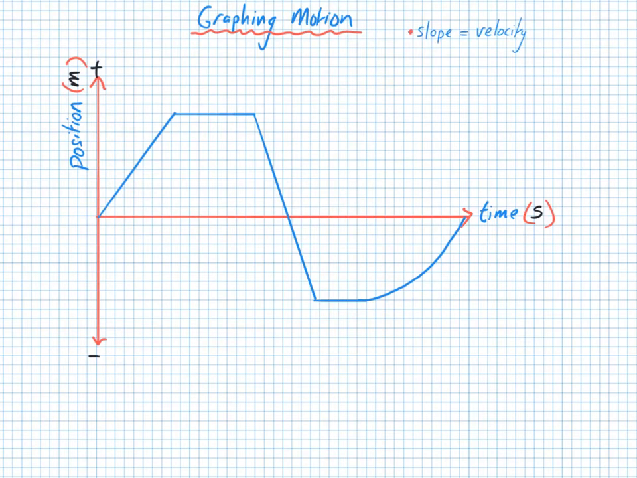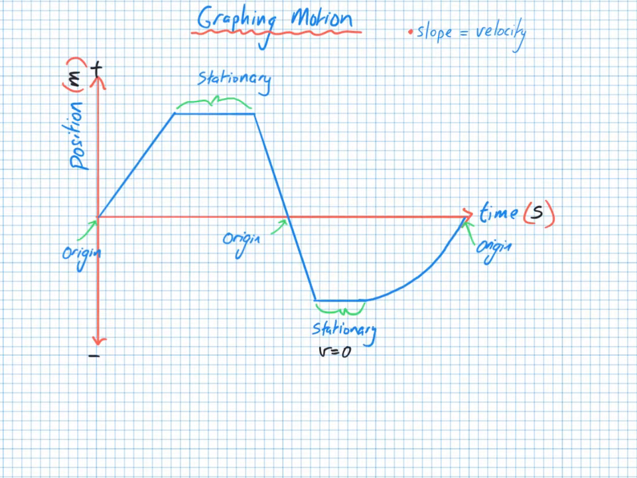Let's do a quick recap of the different graphs we've seen so far in this unit. Here we have a position time graph, so position on the y-axis. This is the same as a displacement time graph. So here we see 3 times where our object was at the origin, and also times where the object was stationary.